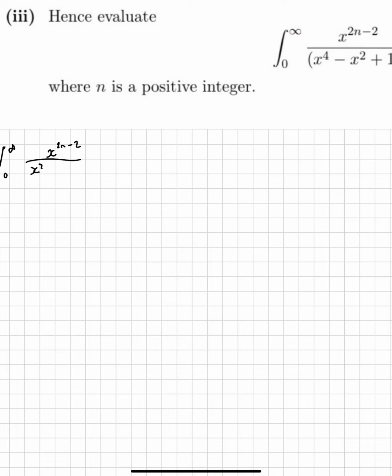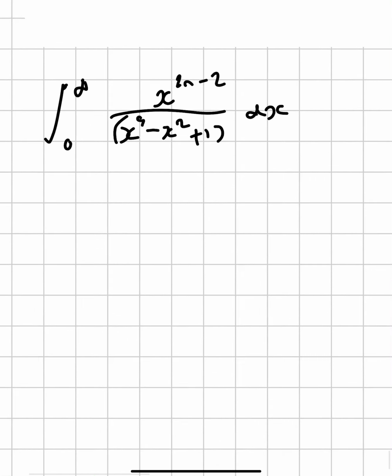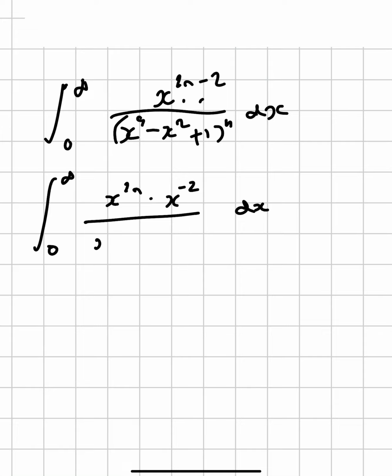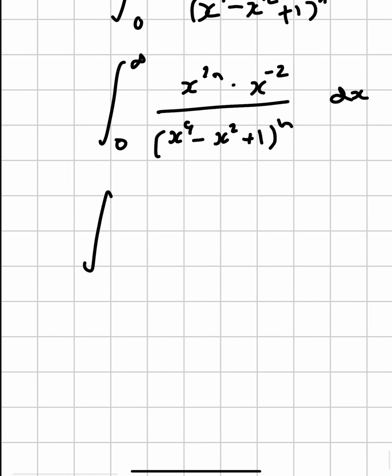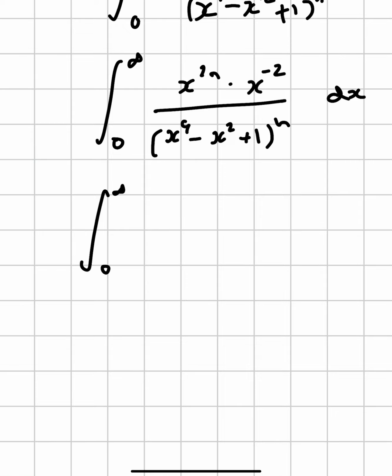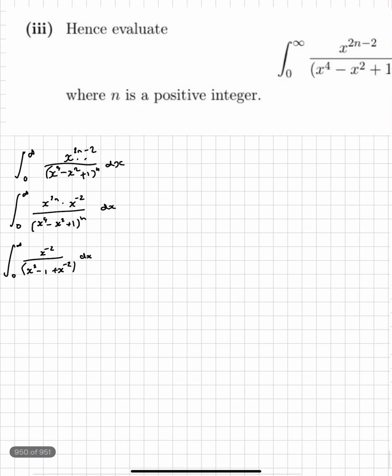Okay, so x to the 4 minus x squared plus 1, to the n, dx, okay. So instantly, yeah, what I'm going to want to do is split my powers, because it's not very nice to have them like that, and you got to see if there's some cancellation that could happen. So we've got x to the 2n times, okay, x to the minus 2 dx, and then it's over x to the 4 minus x squared plus 1 to the n. Okay, so because this is in terms of n, what we can do actually is divide by x to the 2n, which simplifies this nicely into x to the minus 2 over x squared minus 1 plus x to the minus 2, to the n, dx. Okay, so this is a lot nicer now.